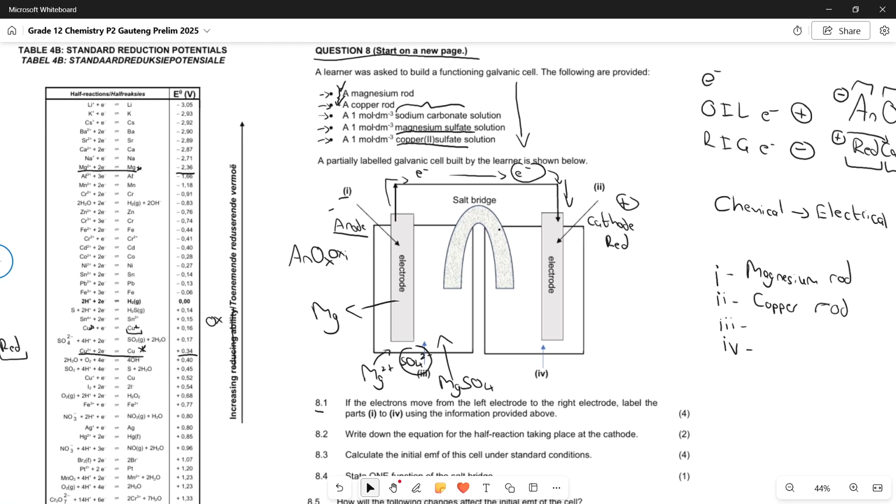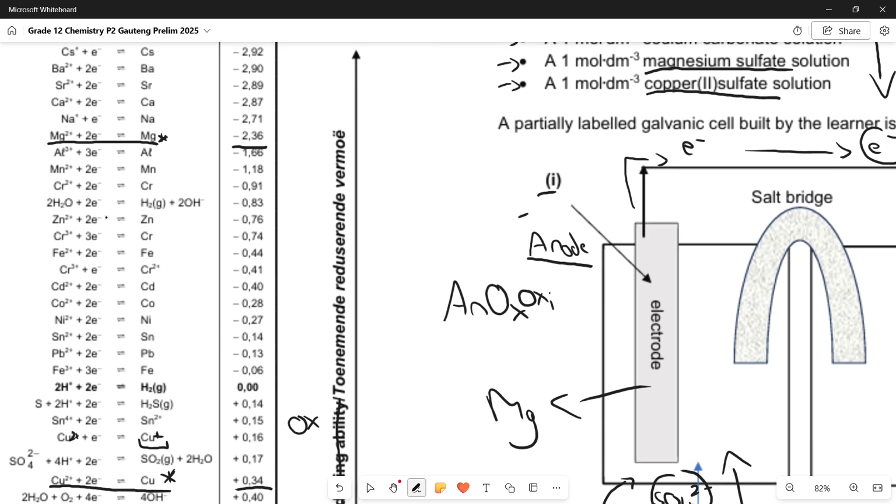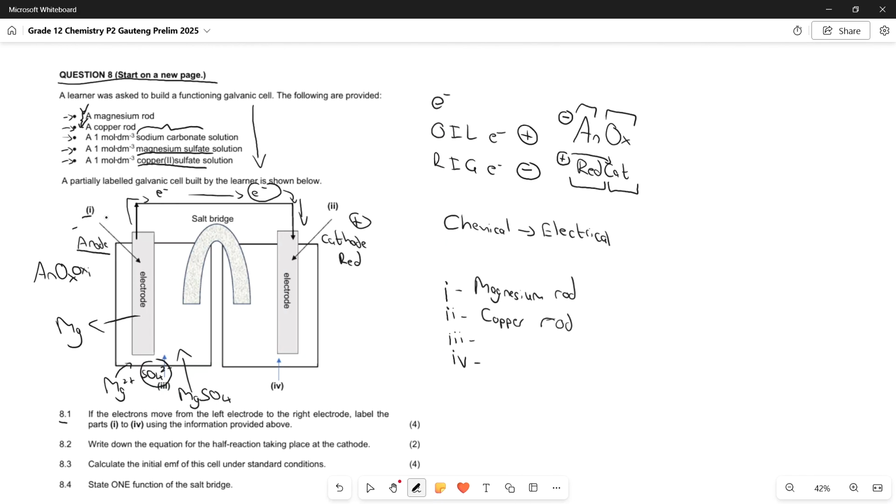in that same beaker, which works very well for us, especially considering our reaction is Mg, and then it breaks off, and we have Mg2+ plus 2 electrons, okay? Which means we put the solution of magnesium sulfate in the same beaker where we have the magnesium rod over there. So that means number 3 here will be our magnesium sulfate.